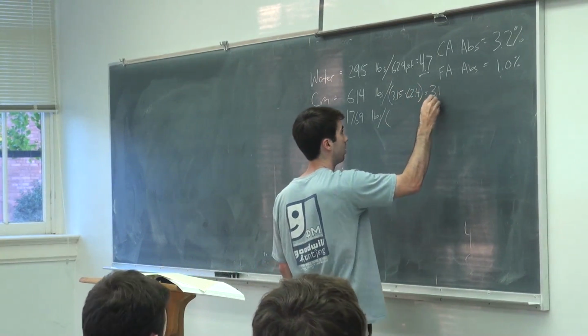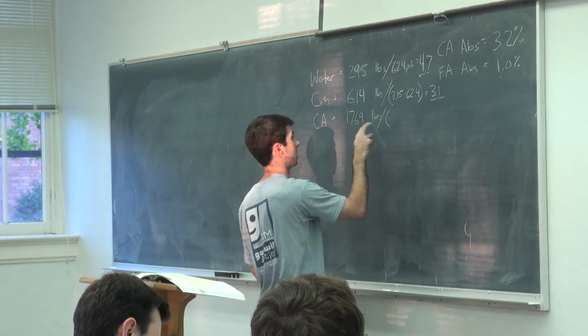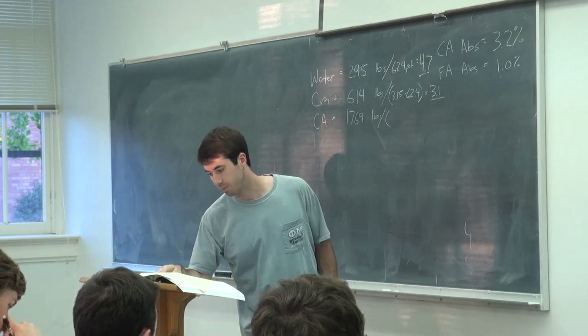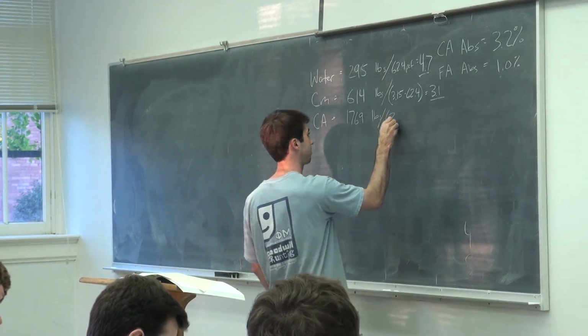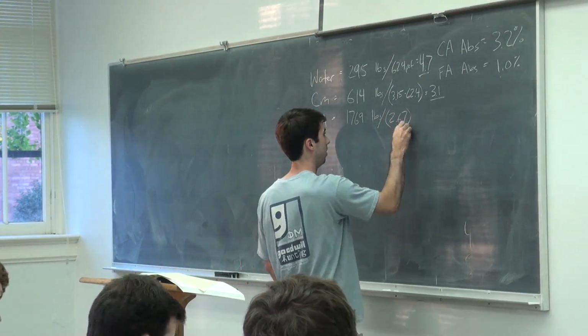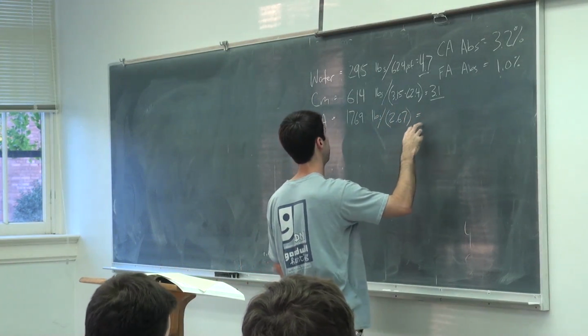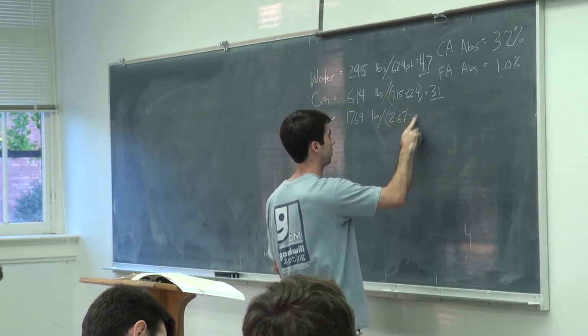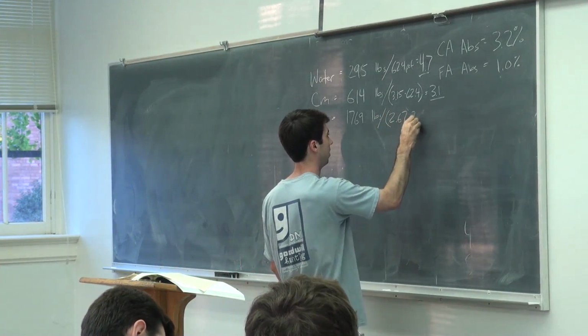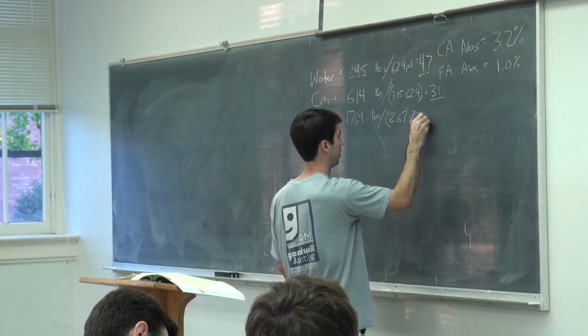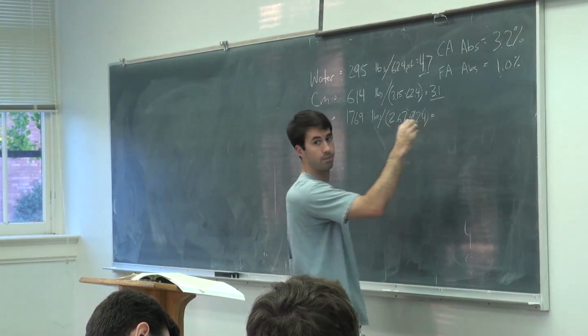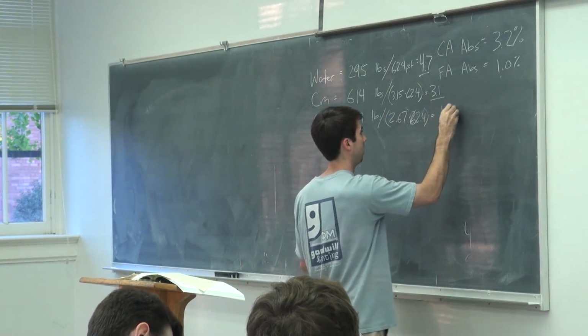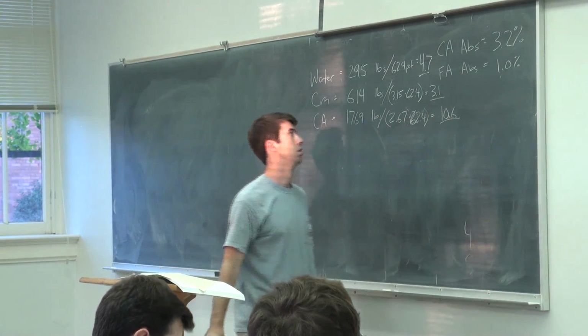Alright, and then the coarse aggregate, we're given a specific gravity 2.67. And so that is what? Oh, sorry, times 10.6. What? 10.6. Alright, so now what's next?